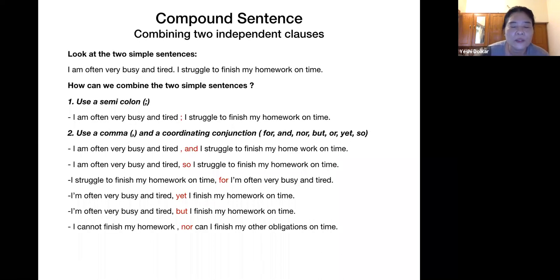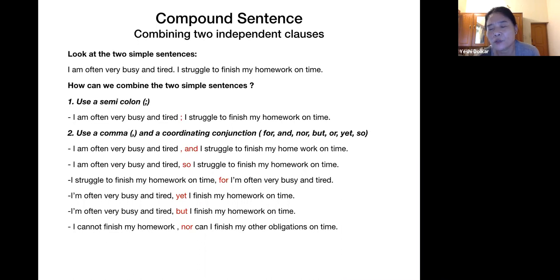Now this is the use of nor in this sentence. I cannot finish my homework, nor can I finish my other obligations on time. Negative. I cannot finish my homework, nor can I finish my other obligations on time.